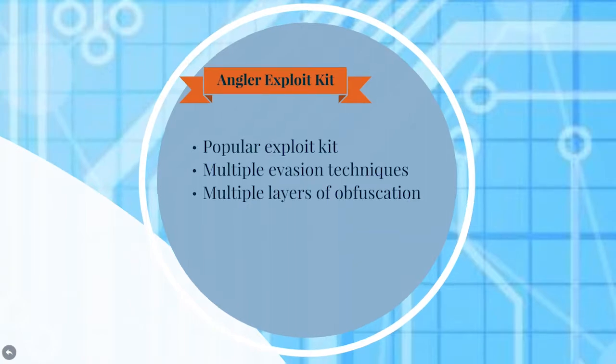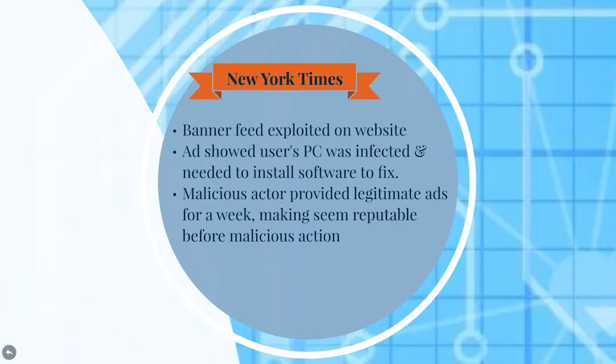Earlier malvertising campaigns included one of the most notable malvertising events, with the banner feed of the New York Times being exploited, causing users to see an advertisement stating that their computers were infected and claiming that they needed to install software to remedy the infection. However, the software being installed was malicious in nature. According to Cyfort, the malicious actor had approached the New York Times as a national advertiser and had provided them with legitimate ads for a whole week, making him seem reputable.